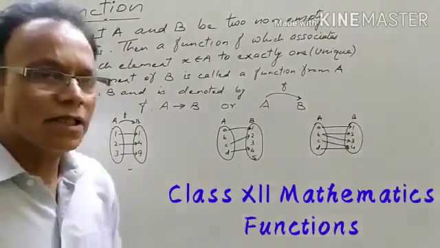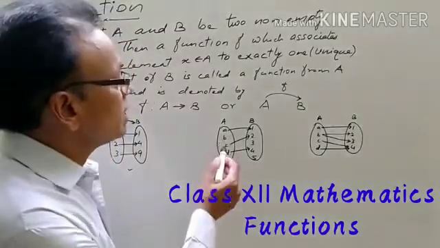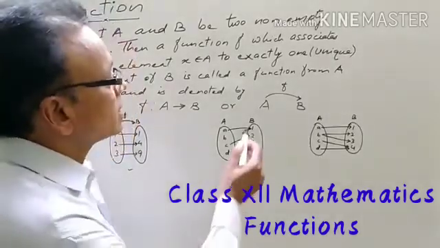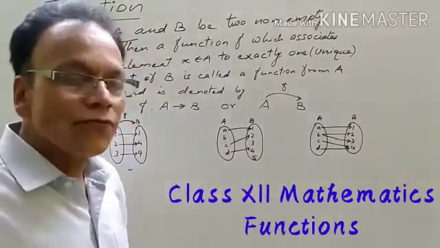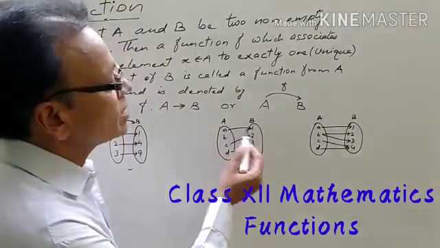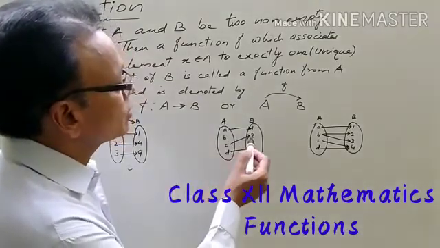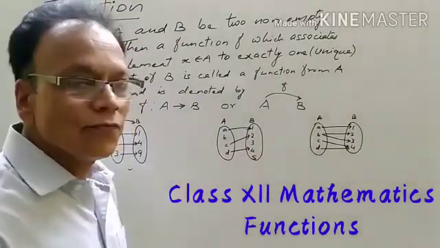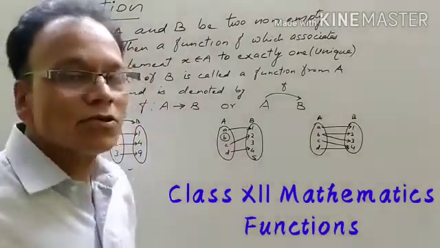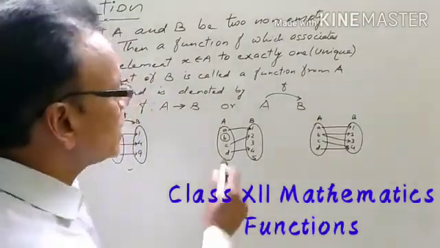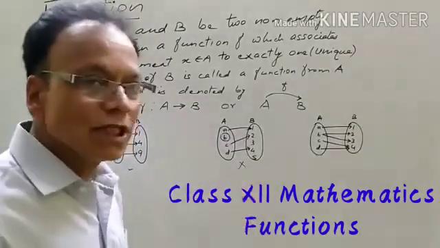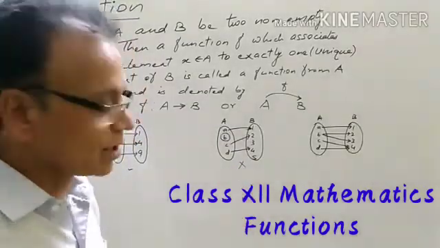If we consider another example in which set A has 4 elements, a, b, c and d, and set B has the elements 1, 2, 3, 4, 5. We see that the image of a is 1, the image of c is 2 and the image of d is 4. But the image of b is not there. b is not related to any element of set B. So this is not a function. This is not an example of a function.